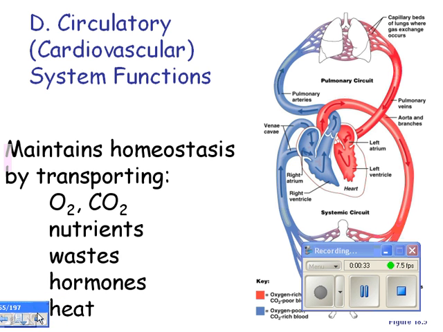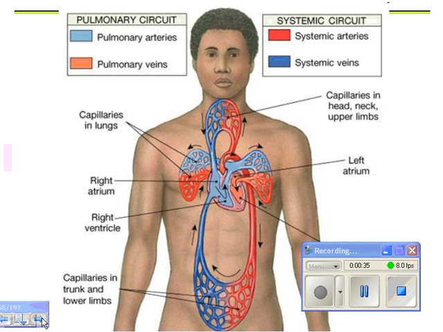Heat can actually get transported around the body too. And so we're going to look at each of those. Let's look at carbon dioxide and oxygen. I like this picture better than the one I had shown you in an earlier video.